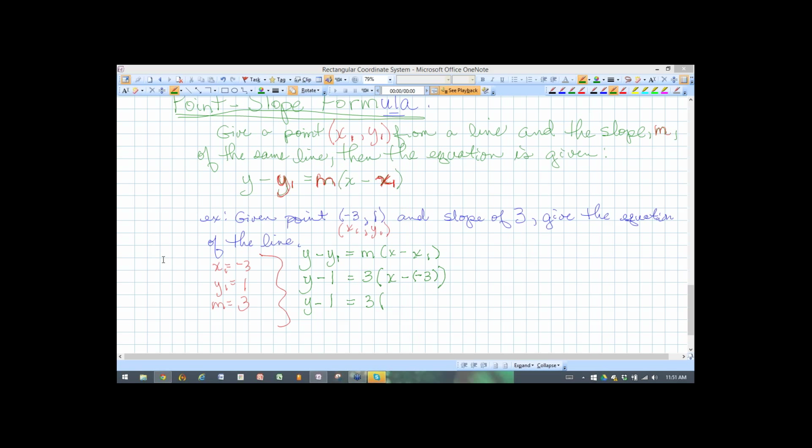Okay, so you should have what in the parentheses? So you should have x plus 3, right? Okay, let me get my pen back up. All right, so we will have, here we go, x plus 3.